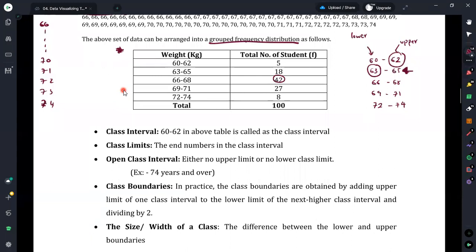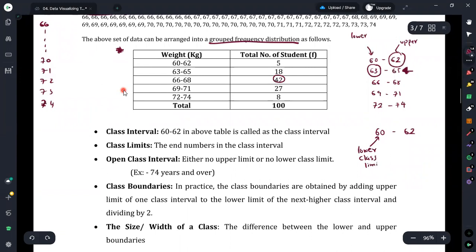Therefore, if you are considering the class interval 60 to 62, then we can say that this is the lower class limit, and this can be considered as the upper class limit: the lower class limit and the upper class limit.